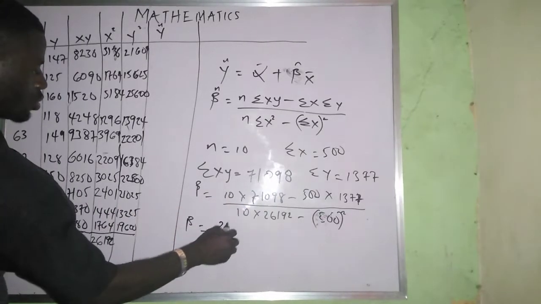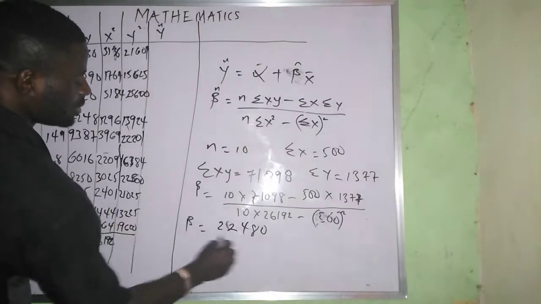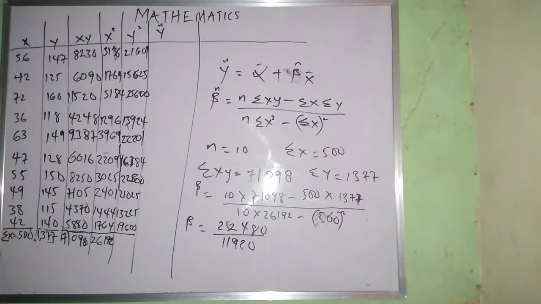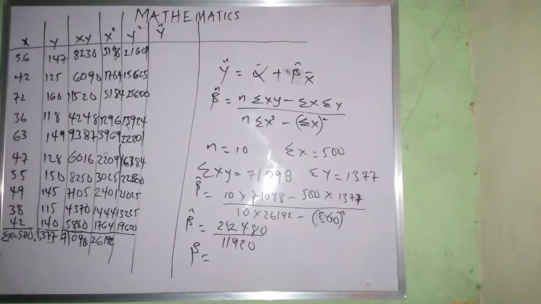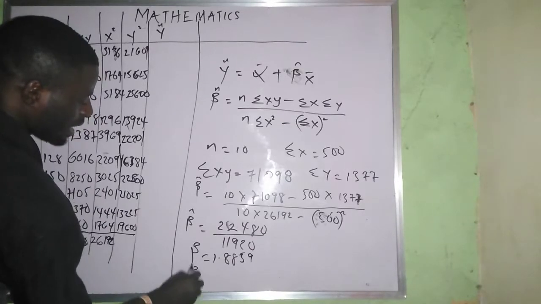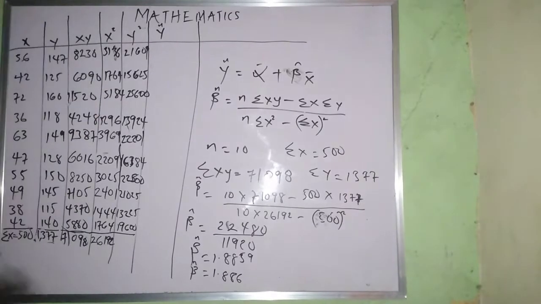when you add up on the calculator, 22480 divided by 11920. Now that is what I'm going to get. Since I have this, I will now divide it. I will divide my beta cap, sorry, my beta capital equals to 1.88 approximately, 5.6, which is approximately beta cap, it will be equal to 1.886. Now that is my beta.